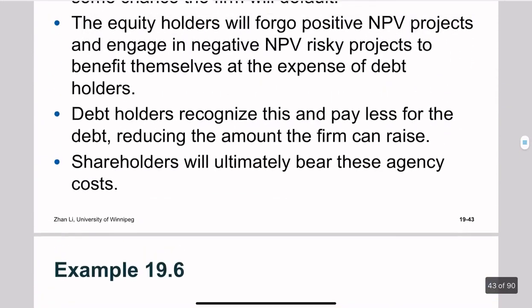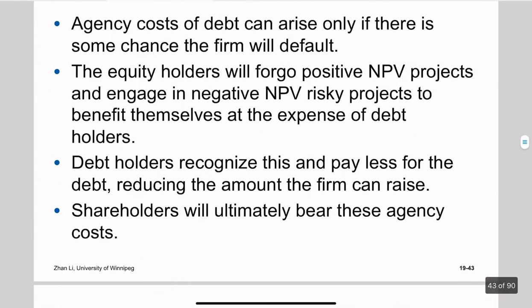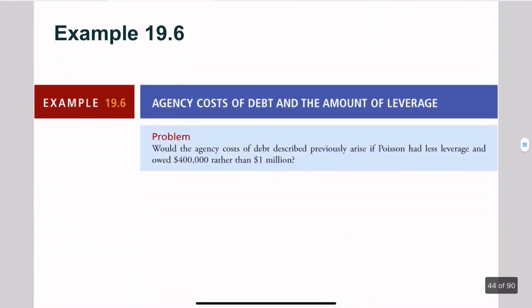A very important result is you can see that if the probability of default leads to the cost of debt, then it means that if the firm will never default, then there will be no agency costs of debt. So we can see this result in this example.